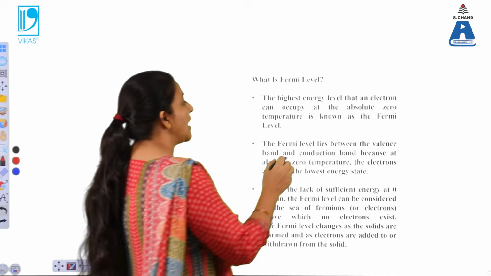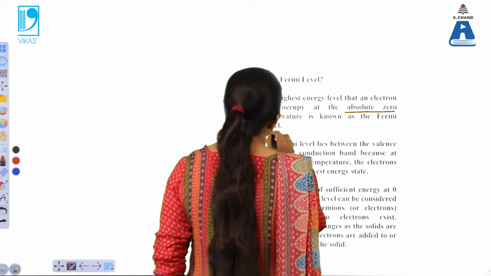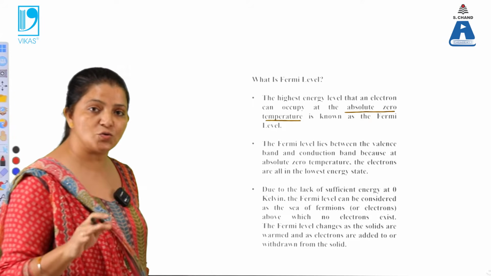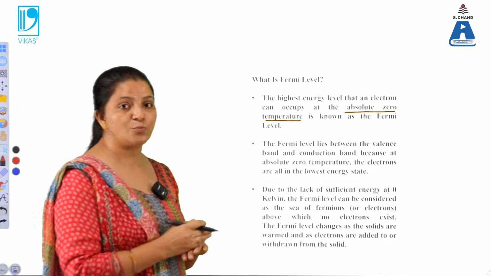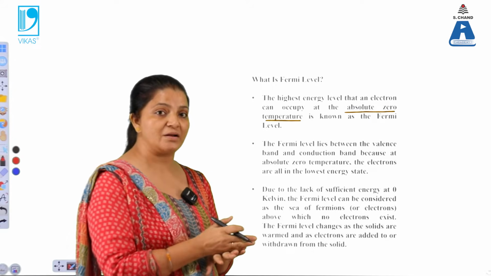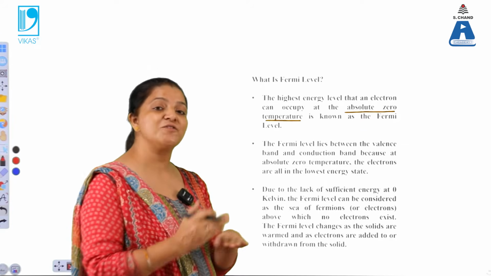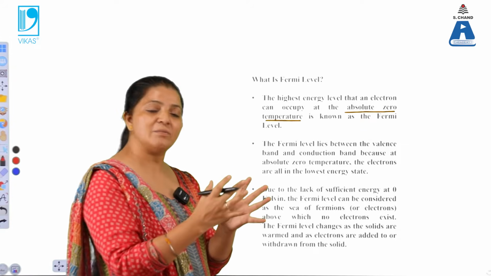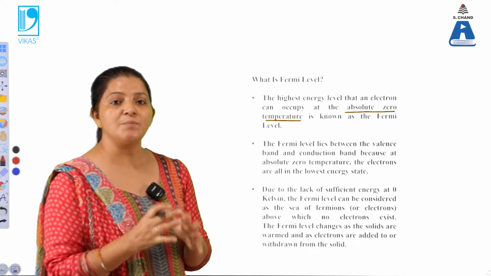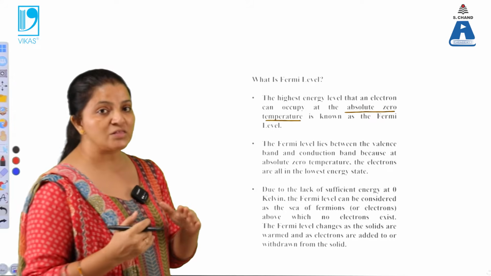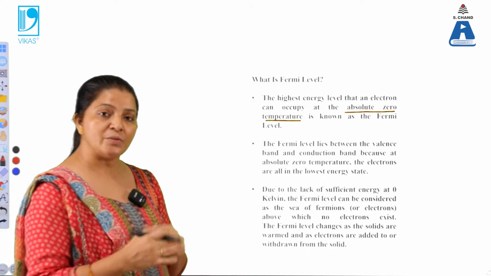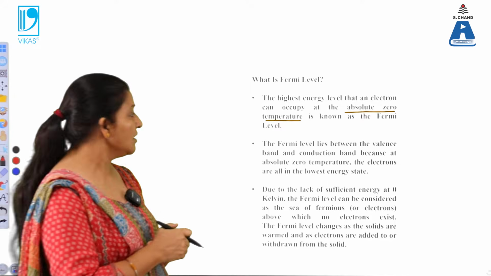This is defined at absolute zero because when the temperature is enhanced, either in a metal, semiconductor or insulator, beyond some limit, electrons will jump from the valence band to the conduction band. That means the Fermi level will be shifted up. Or when the temperature of the material is very high and it cools down, the electrons will jump back from the conduction to the valence band. In that case, the Fermi level will shift downward. So depending upon the temperature, the position of the Fermi level can be changed.